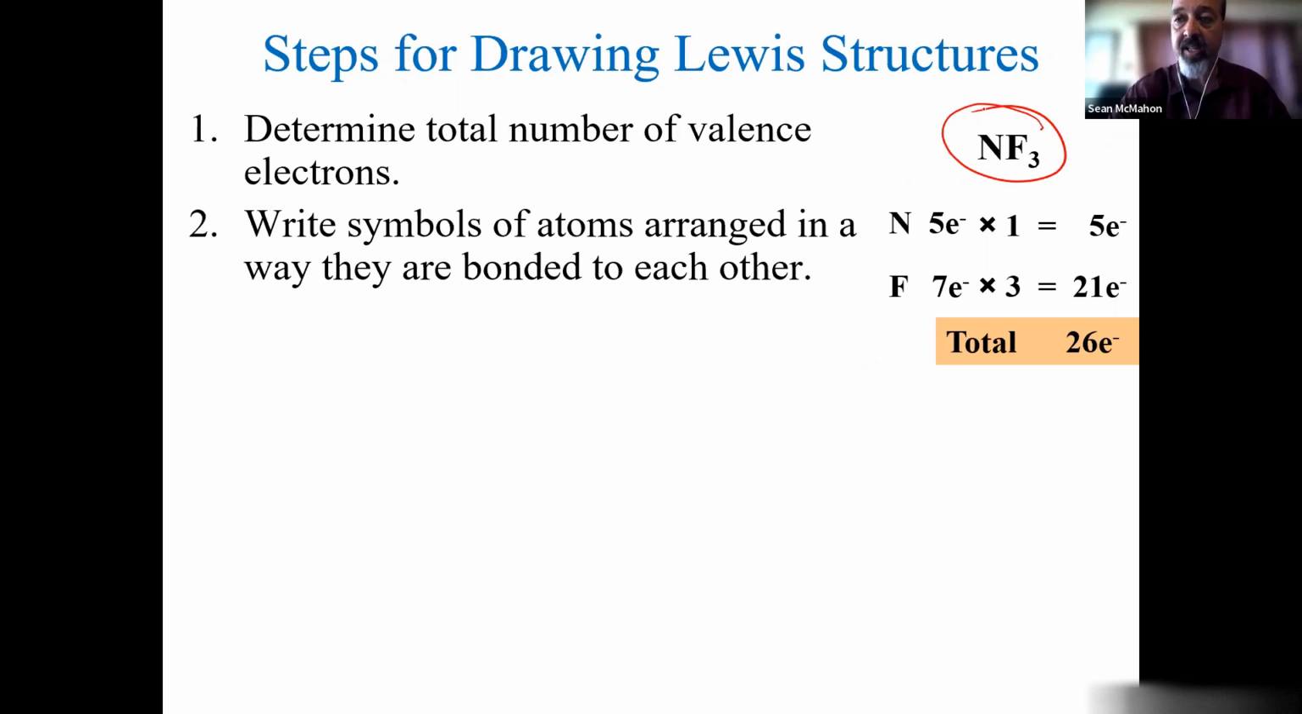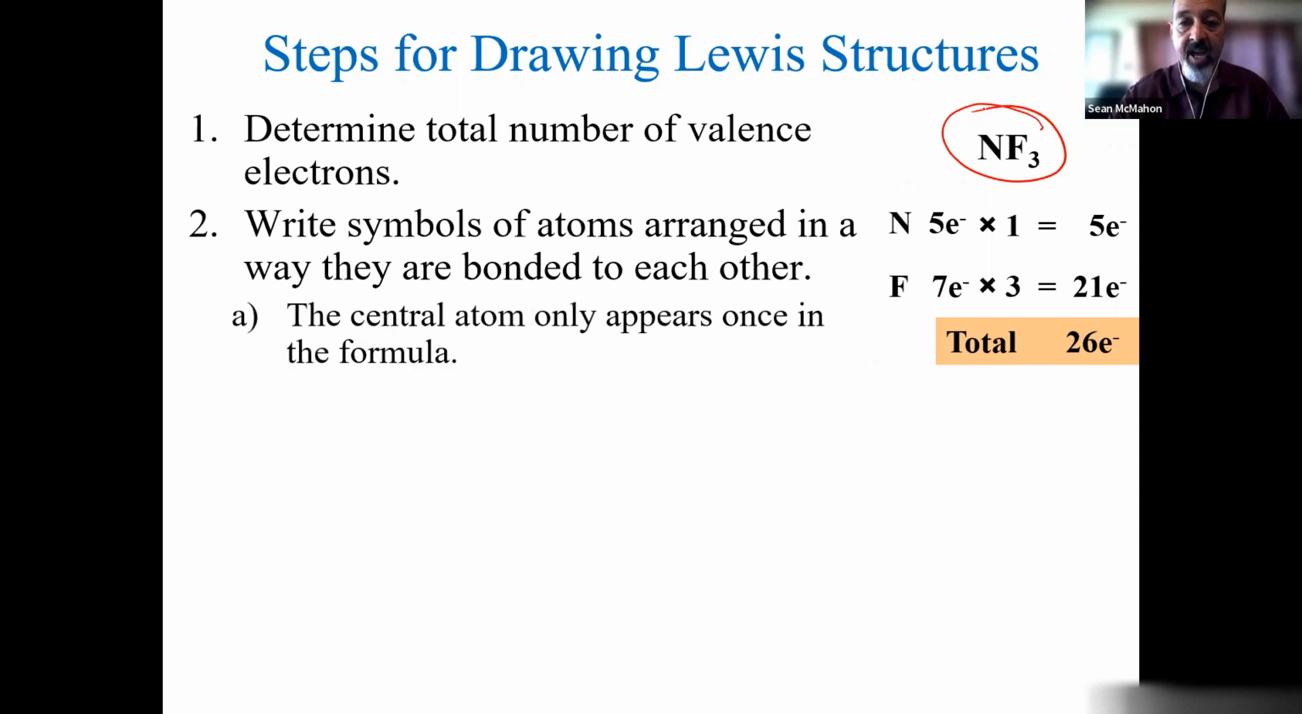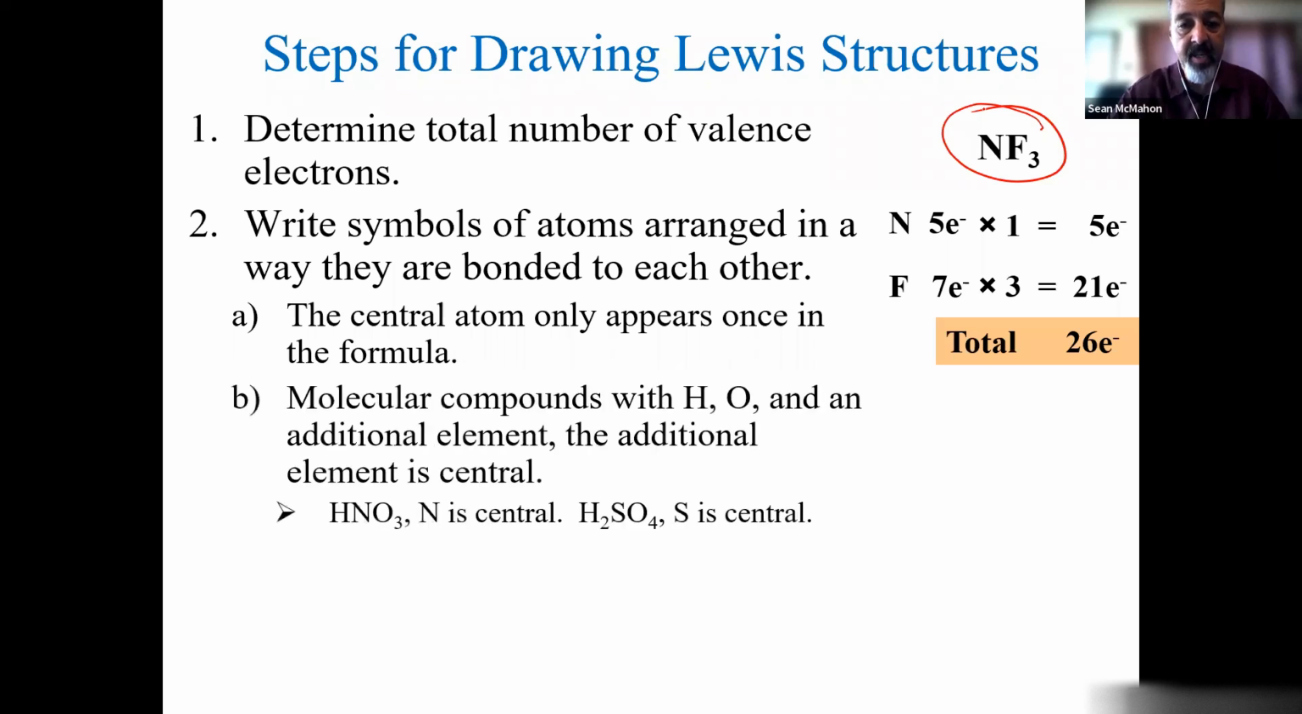So when we're sketching the symbols together, we need to determine which one's the central atom. Typically, the central atom is the most metallic. So nitrogen is further away from fluorine, so that's going to be in the center. And we are going to surround it with the fluorines as what are called exterior atoms, or atoms in the periphery. So the central atom only appears once in the formula. That's not always the case, but in this case, it's true.